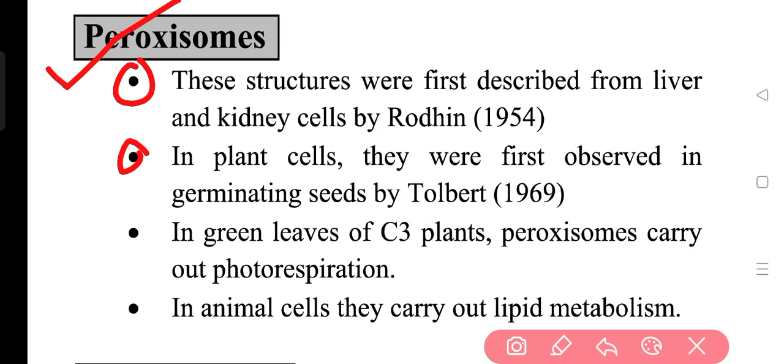Okay. Going to the next point, the third point: in green leaves of C3 plants, peroxisomes carry out photorespiration. Okay, in C3 plants, peroxisomes carry out photorespiration. The last point is that in animal cells they carry out lipid metabolism. So these are the two functions of peroxisomes. First, they help in photorespiration in C3 plants. Second, in animal cells they carry out lipid metabolism.